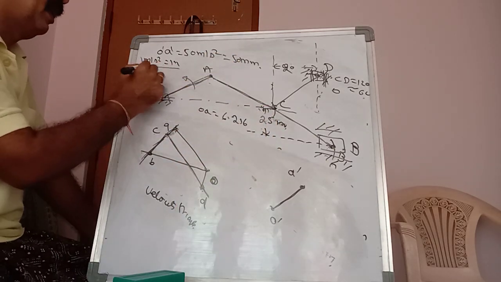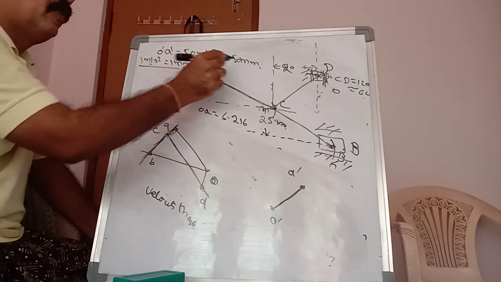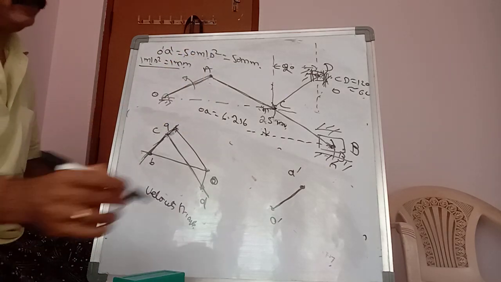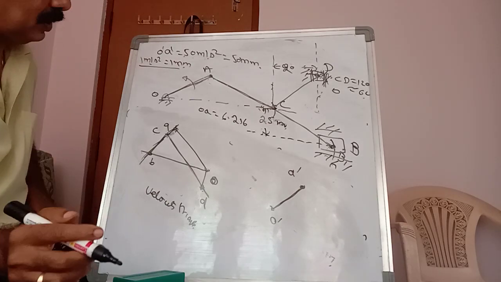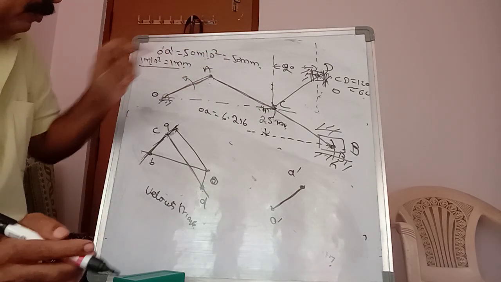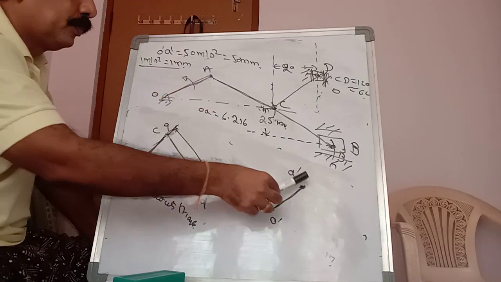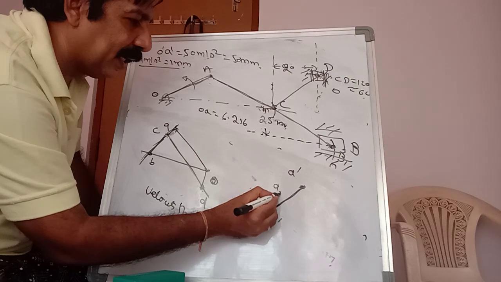Okay, you can take the scale 1 meter per second square is equal to 1 mm. That means 50 meters per second square is equal to 50 mm, and 50 mm means 5 centimeters. That is okay. So O dash A dash is equal to 50 meters per second square, 50 mm. So how to draw this O dash A dash? It is parallel to OA. This is the radial component AR.